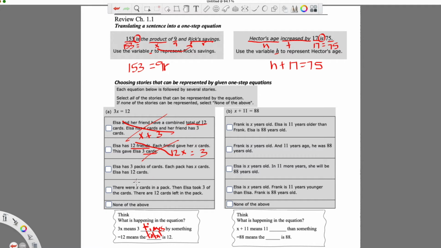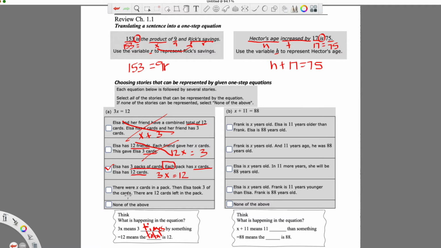So Eliza has 3 packs of cards. Each pack has X cards. Eliza has 12 cards. Ooh, this one sounds a little bit better, because now I have 3 packs of cards. So packs hold a certain number of cards. Well, each is a multiplication word, has X cards. So 3 packs and each one has X cards, and she has a total of 12. So this one works. This is a check mark. I guess I'll put a check mark instead of an X on that one. So this story does work.